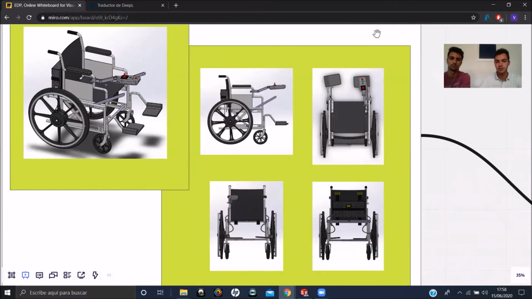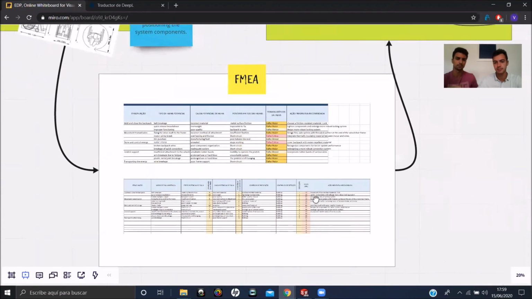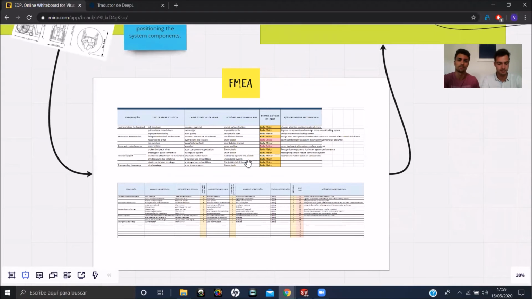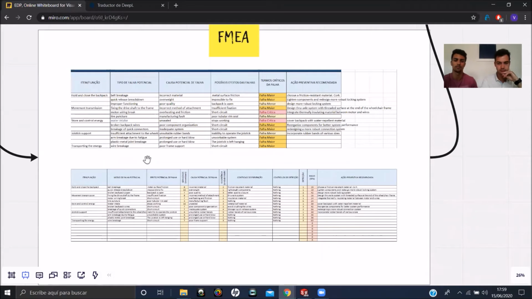So let's move on to the ergonomics. The final cut we saw before is based on the ergonomics, because we had to do some research about anthropometry and then implement it in the final cut. Now, talking about the product FMEA, we focused on more specific failures that can be produced in our components. That's why this FMEA is longer than the other one.